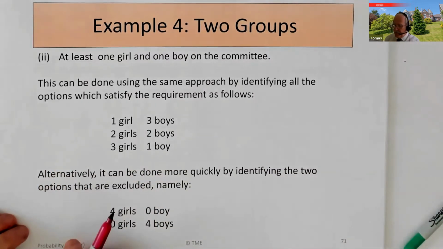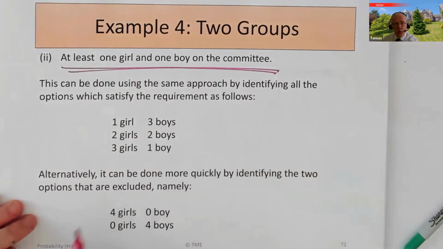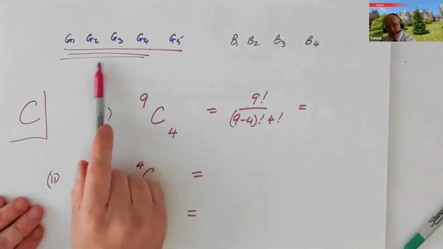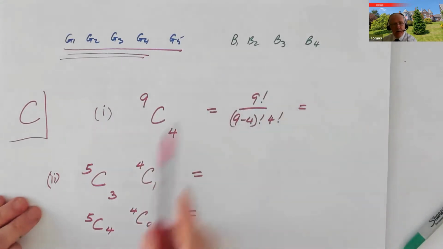So that's how you do that. Now we look at at least 1 girl and 1 boy on the committee. Well, there's a few ways of doing this. I can go back here. I want at least 1. Well, at least 1 would be 1 or 2 or 3 or 4, and I could do the same here.